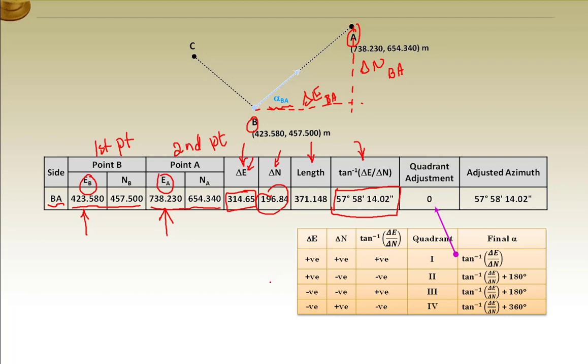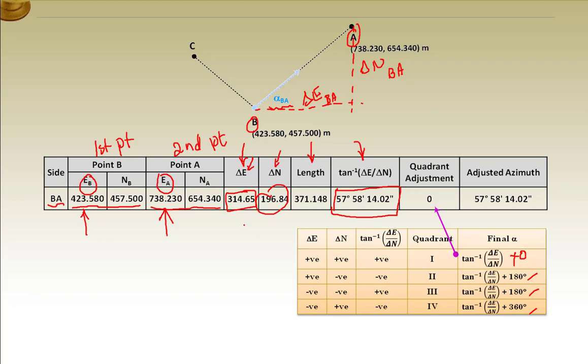Now, as you knew in chapter 2 also, we have to check the quadrant. If you are in quadrant 1, then there is an adjustment of 0. The best quadrant is the first. If you are in the second quadrant, you add 180. In the third, you again add 180. This table is now very well known to you.